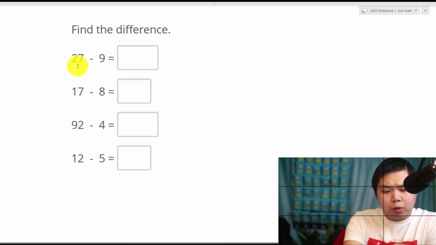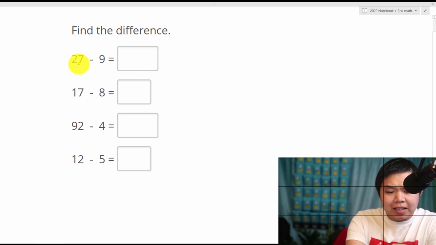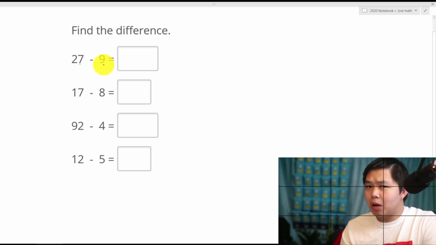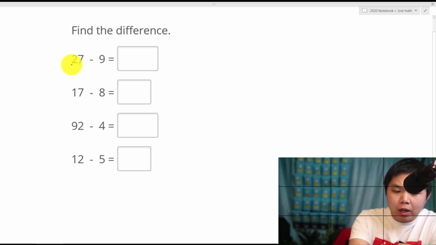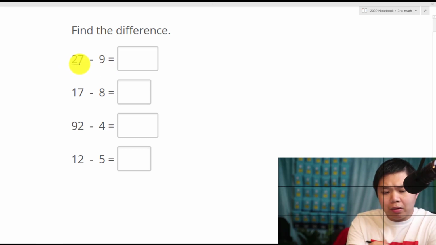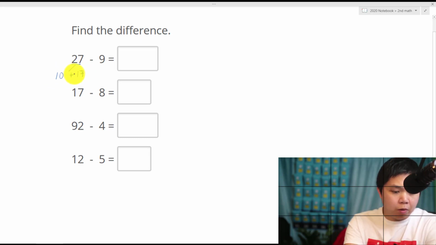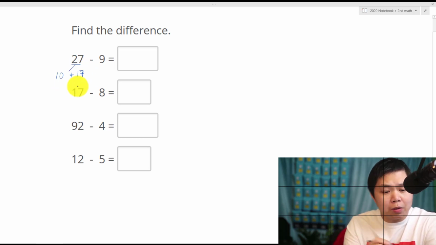In this case, we have 27 minus 9. So notice how we have 7 right here. 7 is smaller than 9, so you cannot subtract it directly. But we have 27. So what we can do is this. If I were to write a number bond for this, I can say that this is actually 10 plus 17. Because 10 plus 17 gives us what? Well, in this case, that is 27. So notice how I just rewrite it.